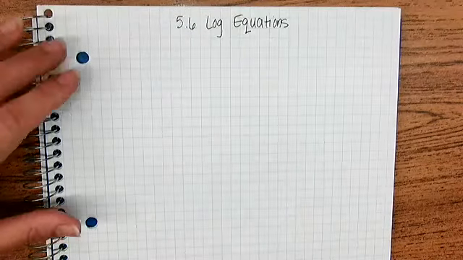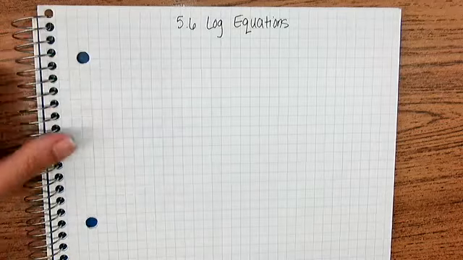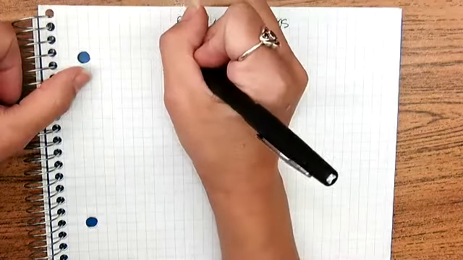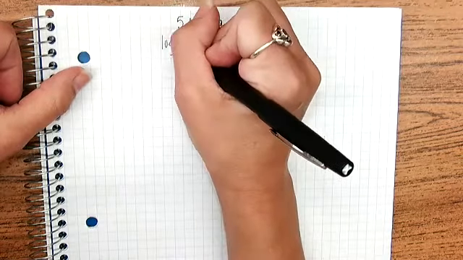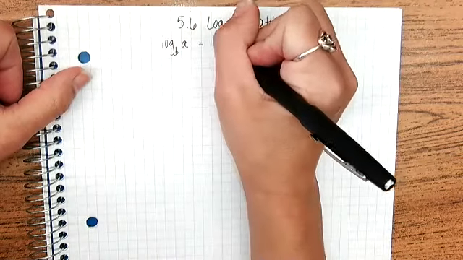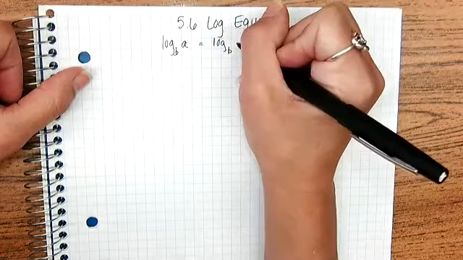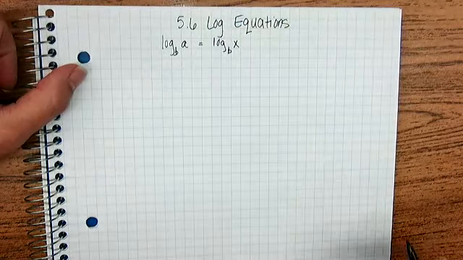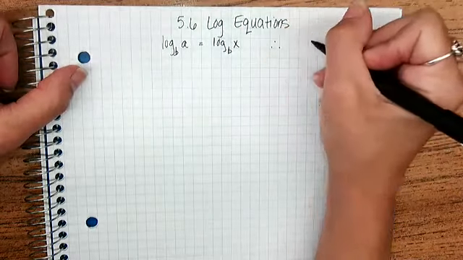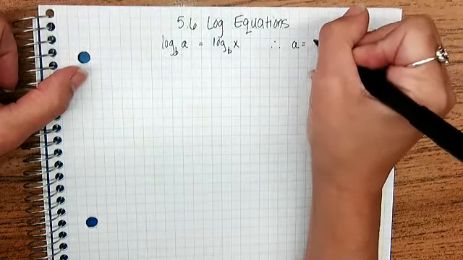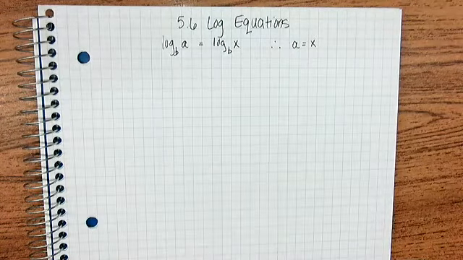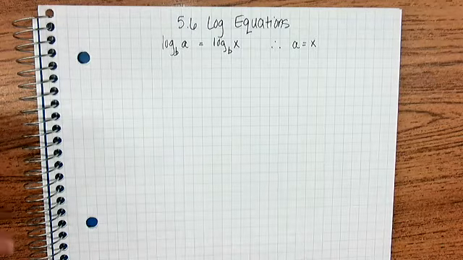Log equations. Before I go through some examples, some things that are going to help you immensely. The log base b of a is equal to the log base b of x, whatever. Same base, the arguments are equal. We don't cross off the logs. There's a property that says if the bases are the same, therefore the arguments are the same.